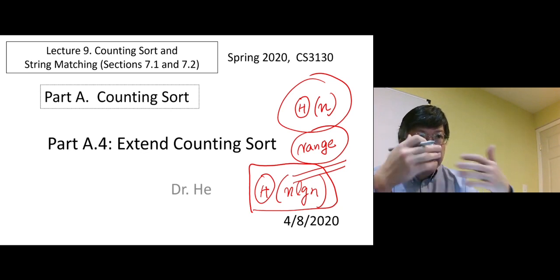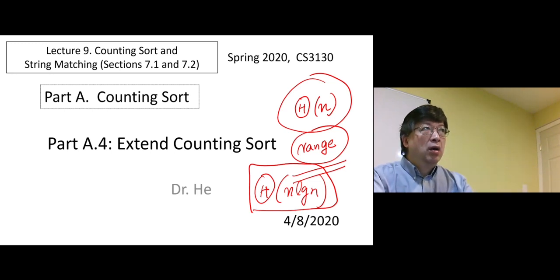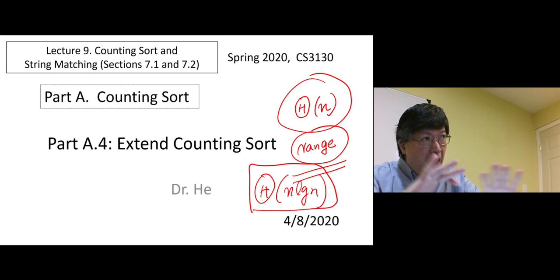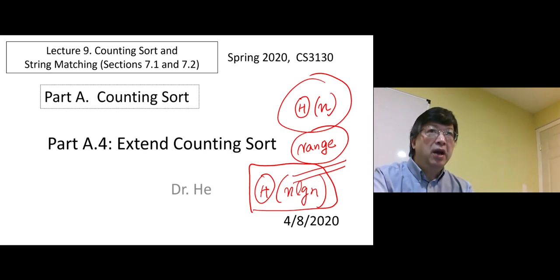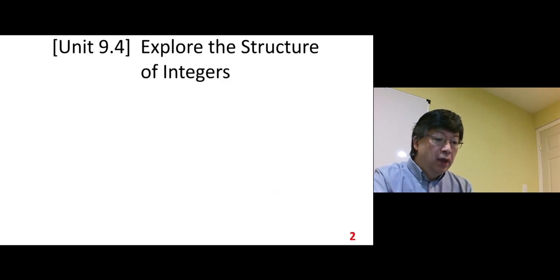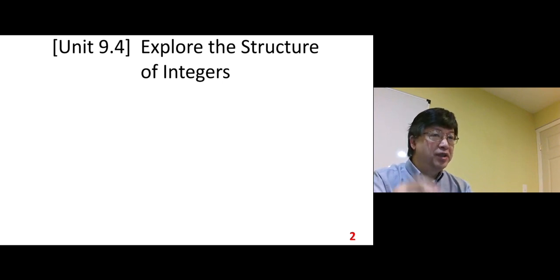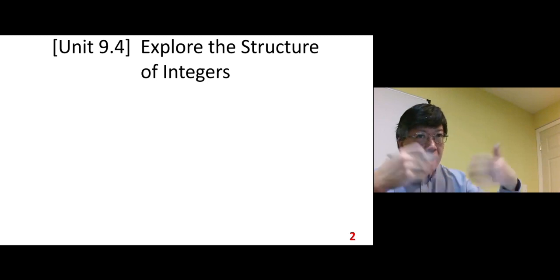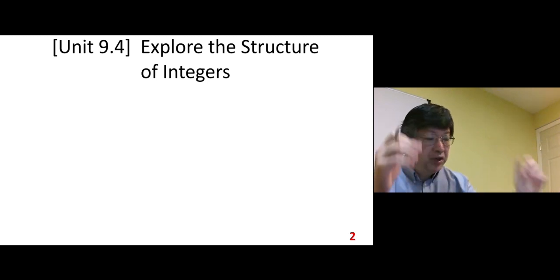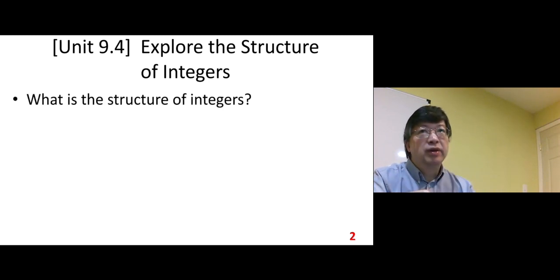We try to extend the counting sort to cover larger range integer data. All right. Let us explore the structure of integers another time. Yeah. So we studied the properties, but now let's study the structure. For the structure, I think we are already familiar with it.